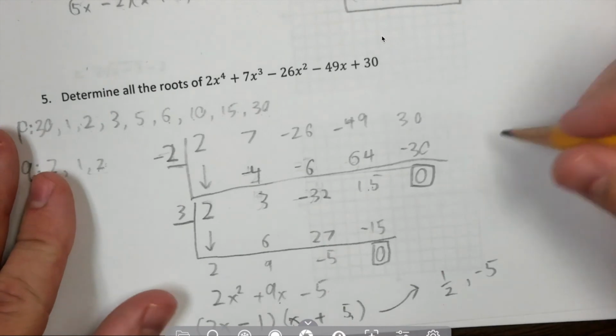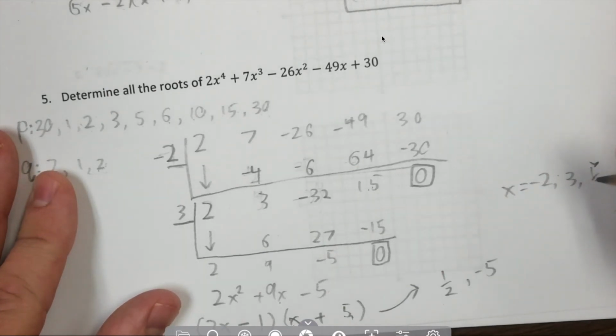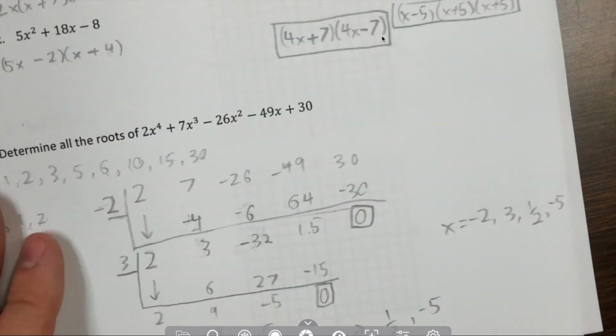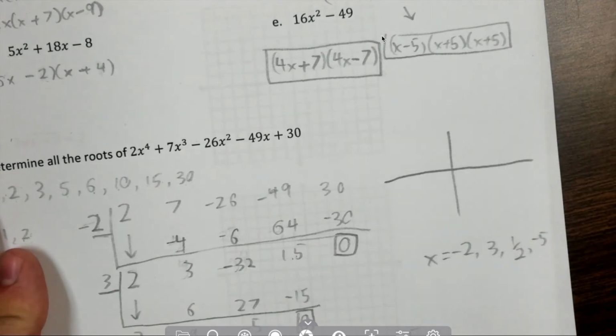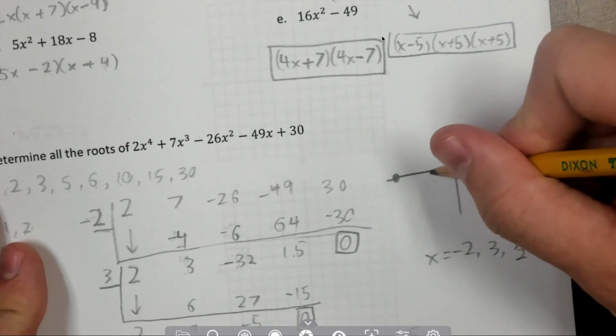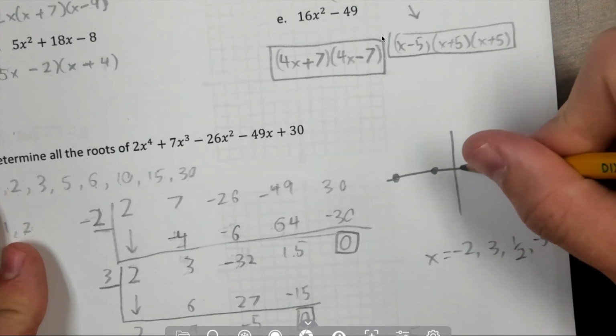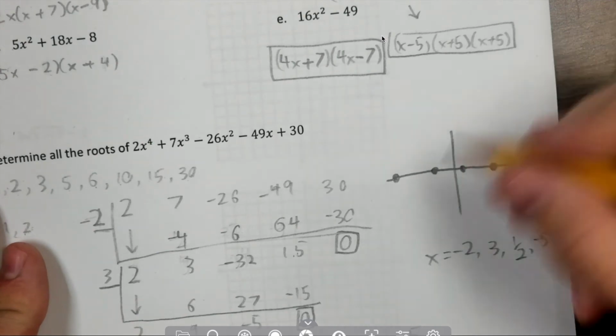And so together, all my roots are negative 2, 3, 1 half, and negative 5. Now, what are roots in general? Well, roots are ways of understanding what this polynomial looks like when it's graphed. So if I want to graph this polynomial, I'll graph a root at negative 5, a root at negative 2 on the x-axis, a root at 1 half, and a root at 3. I'm just kind of guesstimating those placements.